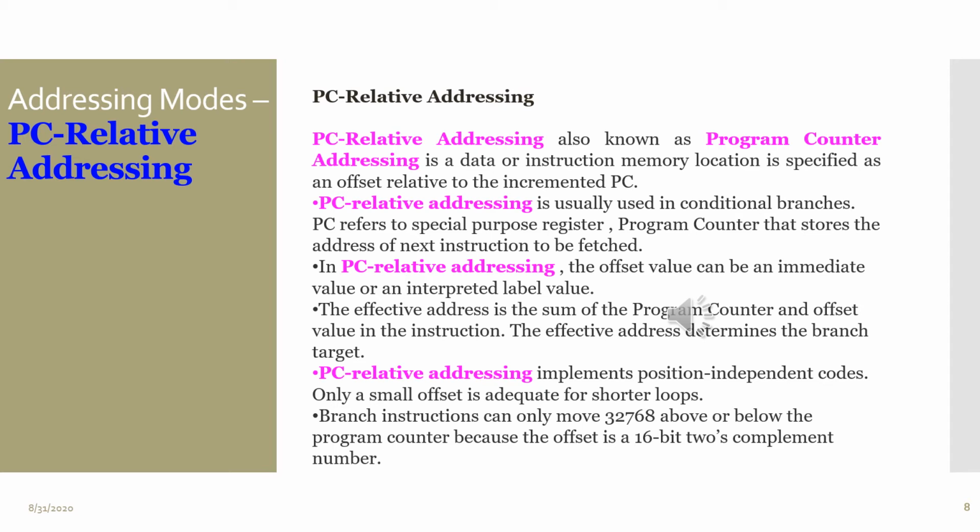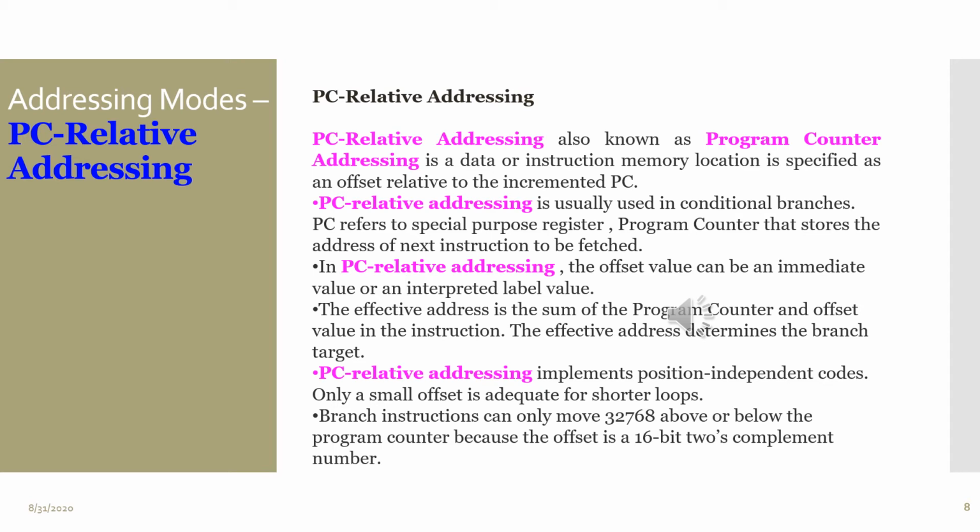In PC relative addressing, the offset value can be an immediate value or an interpreted label value. The effective address is the sum of the program counter and the offset value in the instruction. The effective address determines the branch target. PC relative addressing implements position independent code. Only a small offset is adequate for shorter loops.